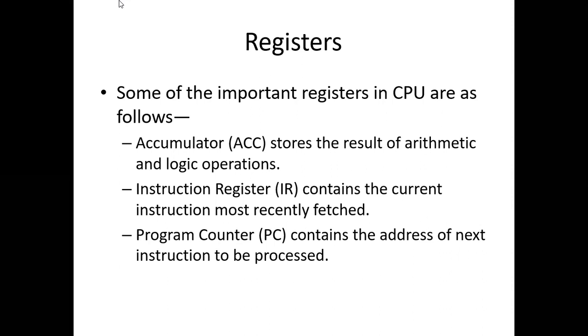The program counter contains the address of the next instruction to be processed. So remember, there could be 20 or 30 instructions to be performed. When the first instruction is collected, it is placed in the instruction register. The program counter keeps track of where the next instruction is. Since we have done instruction number one, the next instruction should be number two, so the program counter will keep the address of that location.